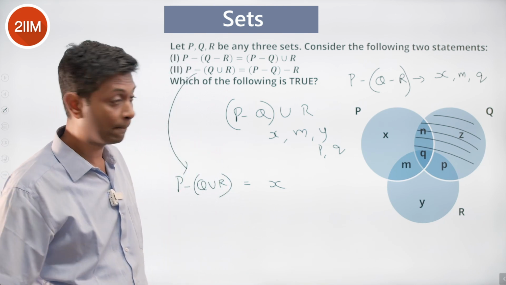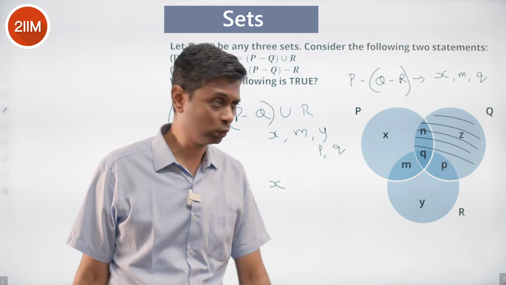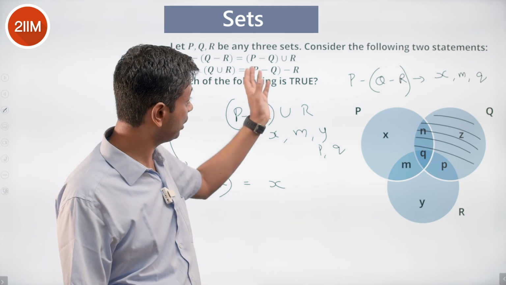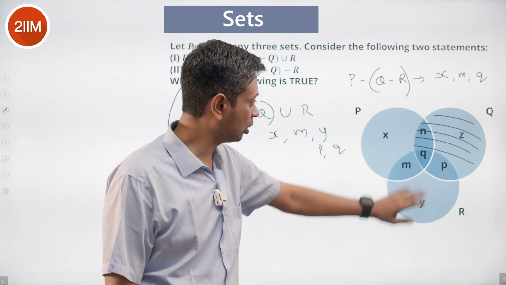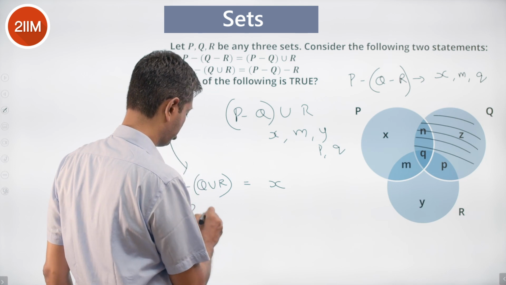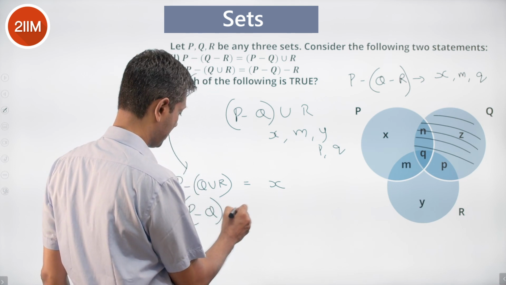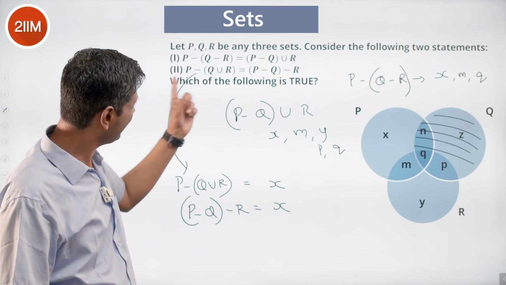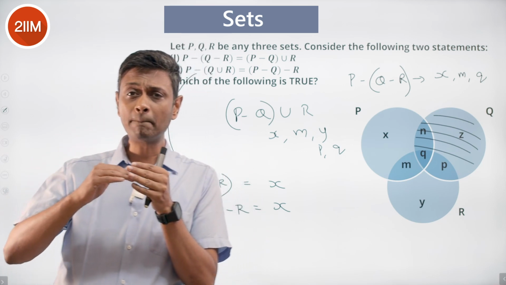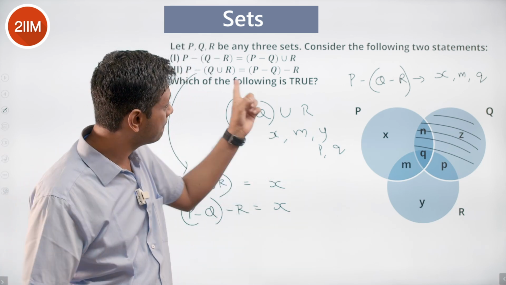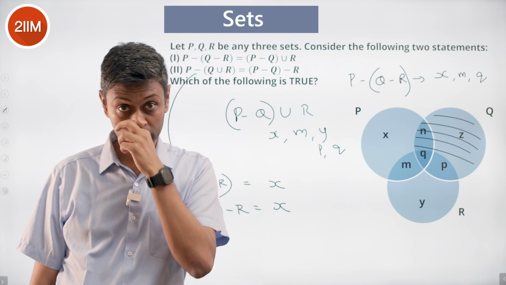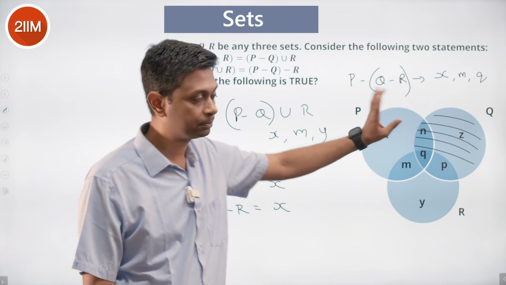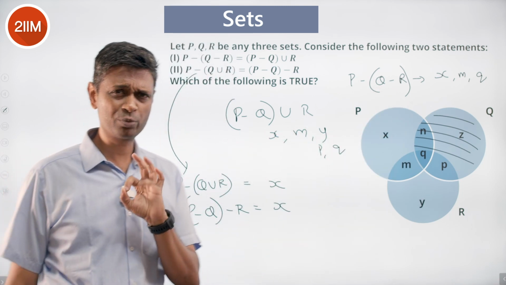P minus Q minus R. P minus Q is in P but not in Q, leaving this out, X and M. P minus Q minus R is in P minus Q but not in R. X and M but not this. P minus Q minus R is also region X. Nice. P minus (Q union R) is in P but not in Q or R. It's only P, in P but not in Q nor in R, only P. So the second statement is always true, which is beautiful.